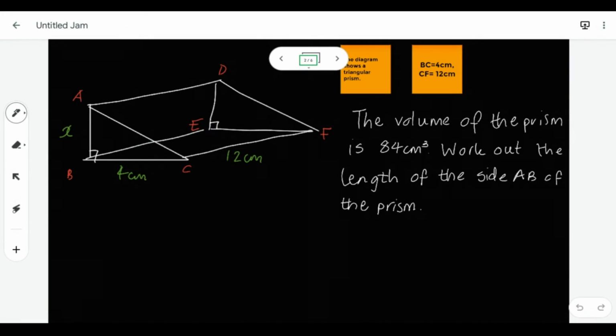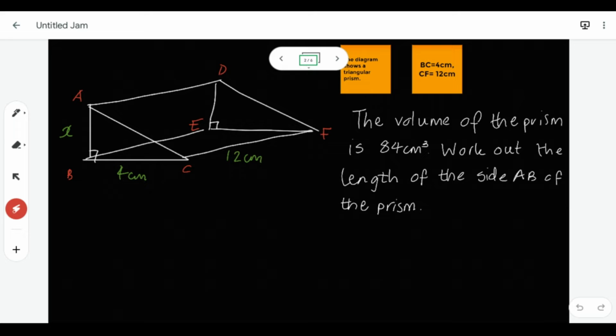This is a slightly different question. So the question gives you a diagram of a triangular prism, and it's given you what the lengths are of the sides, and the volume of the prism is 84 centimeters cubed. Now it says work out the length of side AB, which is this side. And I've labelled that side as X because it's unknown and we don't know what it is yet.